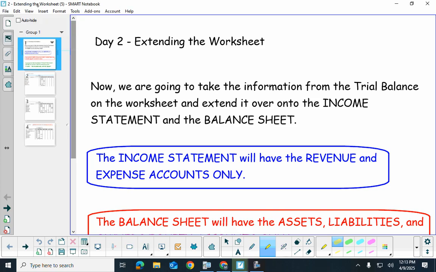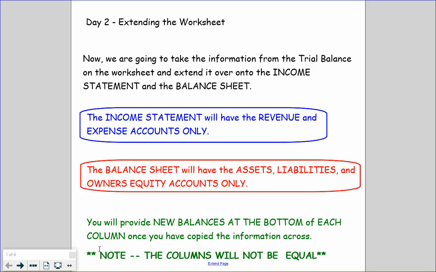It is. Okay, so last day we looked at creating that worksheet, right? The assets went in the debit column, liabilities went in the credit column, capital went in the credit column, drawings went in the debit column, revenue went in the credit column, and expenses went in the debit column. And you added up your two columns, and you had to get the same number in both.